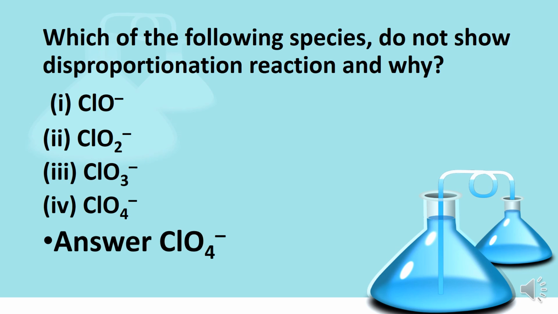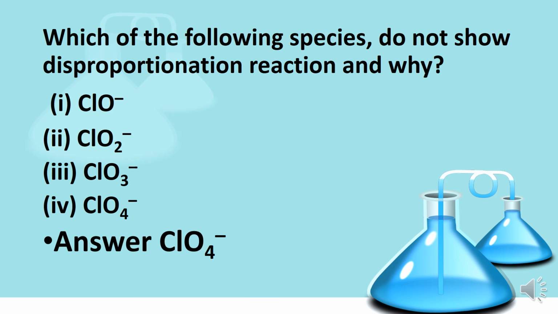Now let us take up a question. Which of the following species do not show disproportionation reaction and why? Out of these 4 options, we have to decide which of these will not show disproportionation reaction: ClO minus, ClO2 minus, ClO3 minus, and ClO4 minus.